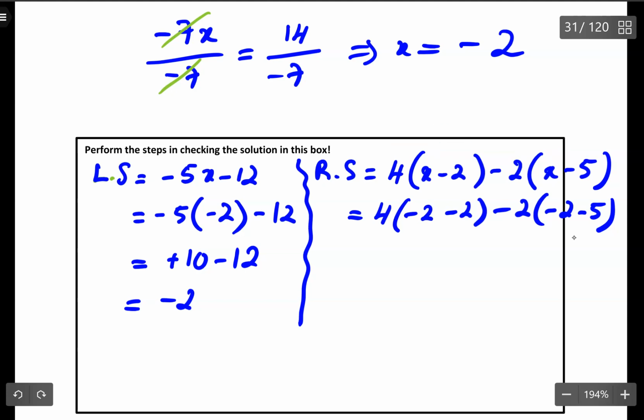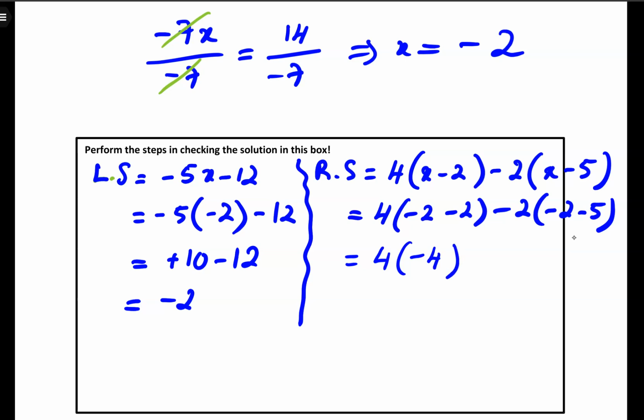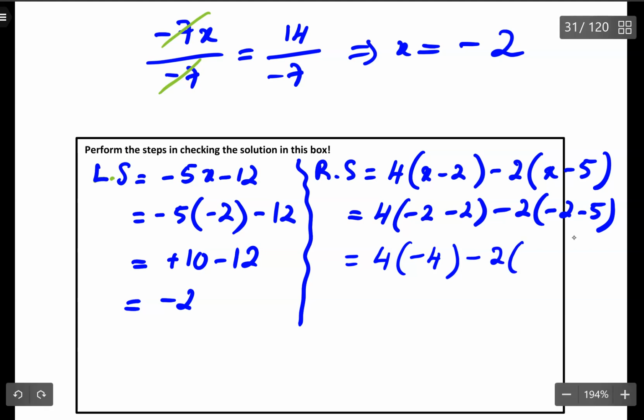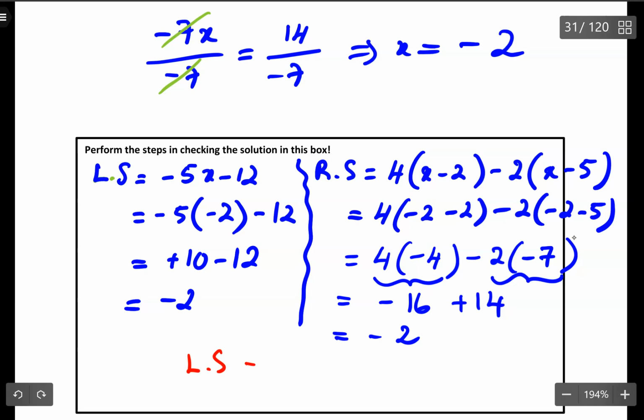one thing about mathematics is you cannot rush mathematics. That's what I would try to say to everyone. Don't rush mathematics. So you don't need to multiply inside the bracket. You substitute and then you perform the order of operations. In this case, I should have negative 16. That and that should be positive 14. And you see, it's also equal to negative 2. So I have the left-hand side equal to the right-hand side, and x equal to negative 2 is correct.